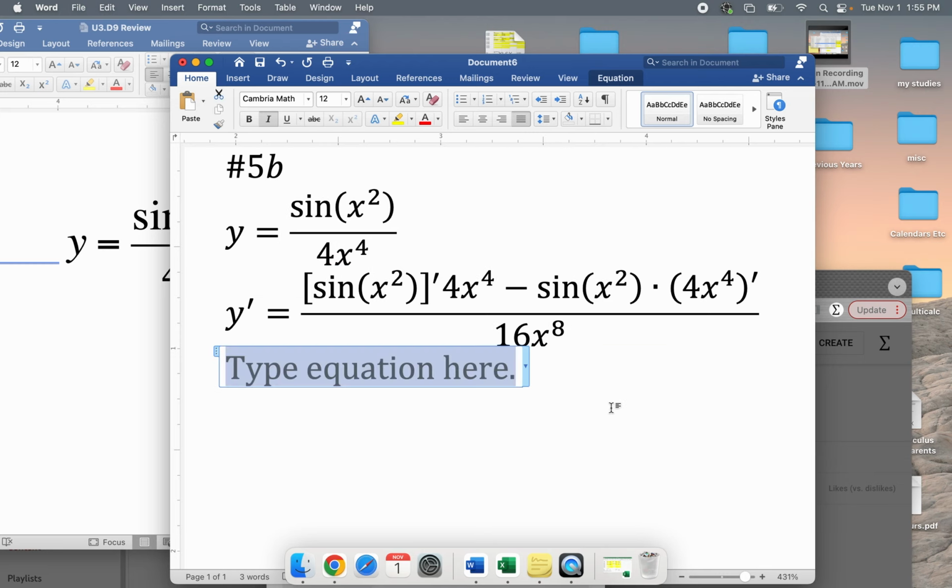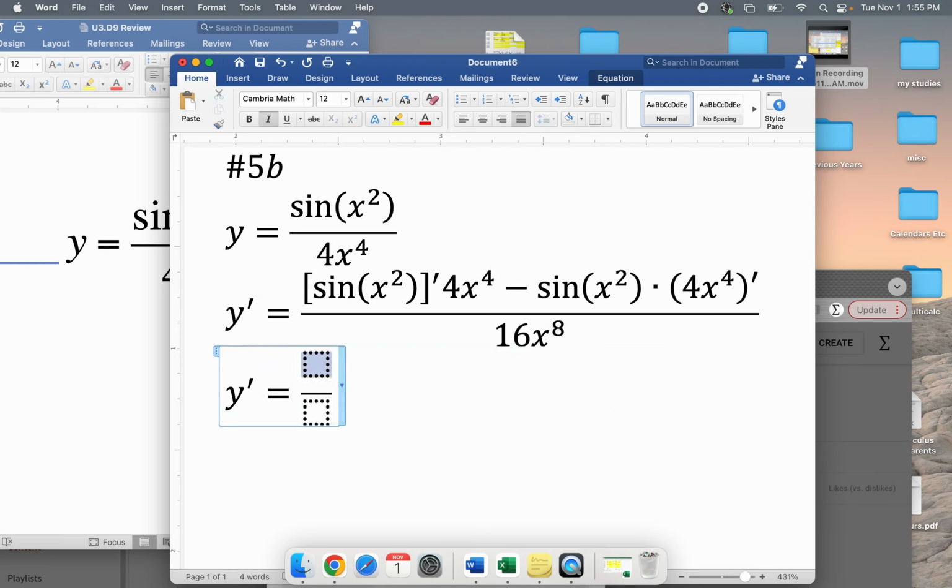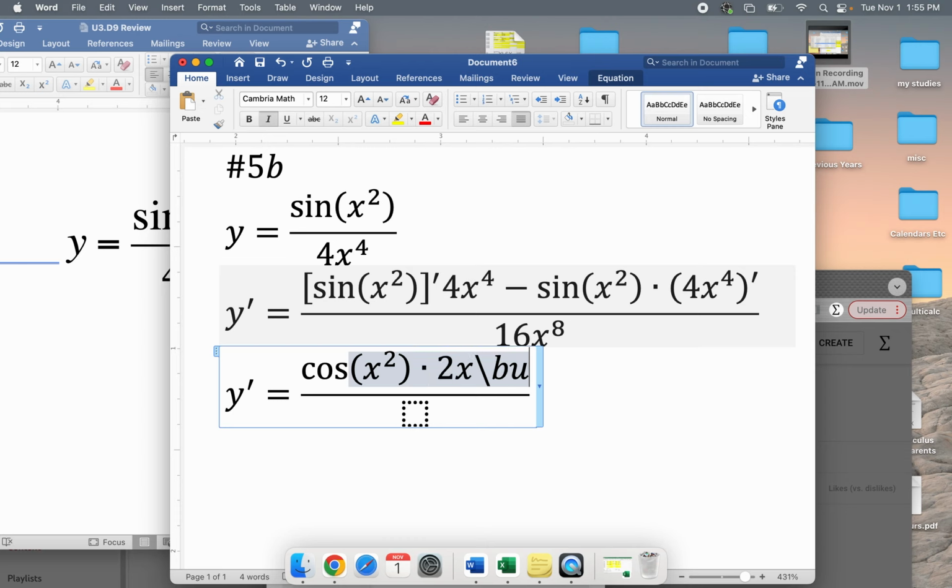All right, so next we have to actually compute all these derivatives. So (sine of x squared) prime. This is a chain rule thing. The outside function is sine of blank. The derivative of sine blank is cosine blank. What goes on the inside? x squared. But then you have to multiply by the derivative of the inside function, which is 2x. And then we've still got, of course, that 4x to the 4th that was sitting right here.